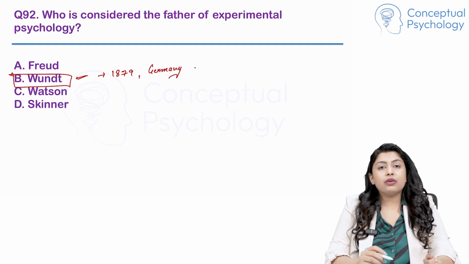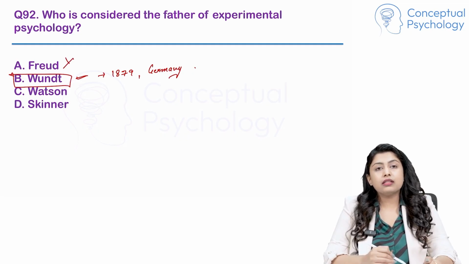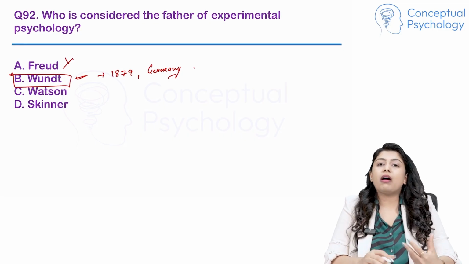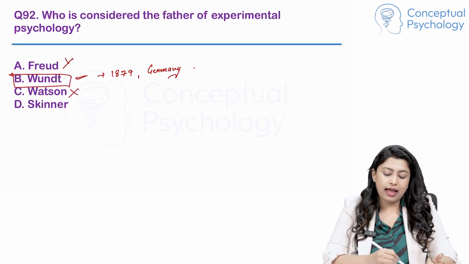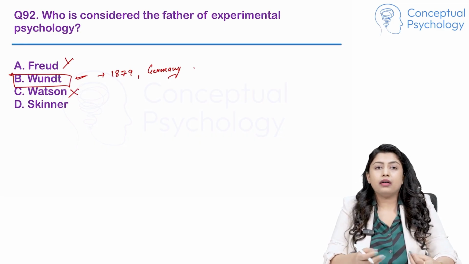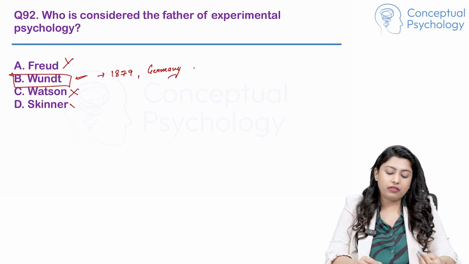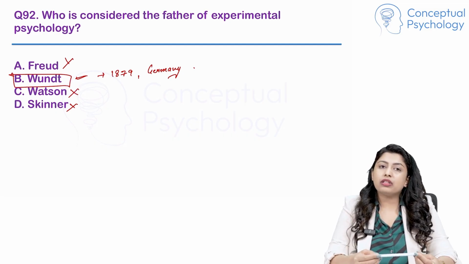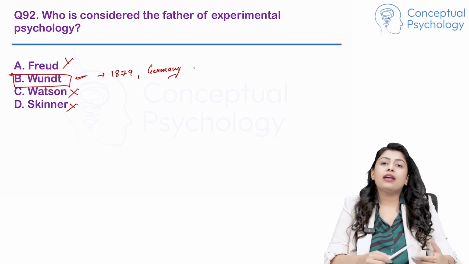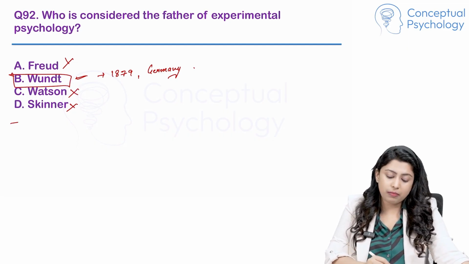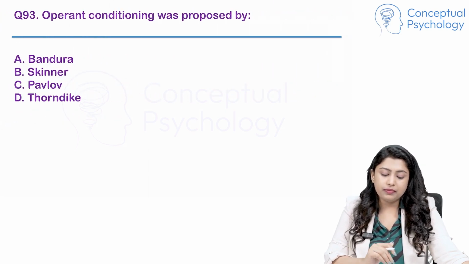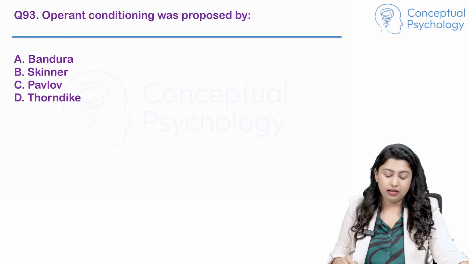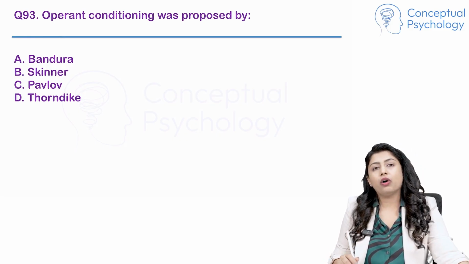Freud is known for psychoanalysis, not experimental methods. Watson is an important behaviorist but came after Wundt's establishment of the lab. Skinner is again an important behaviorist but came after Wundt. So Wundt's establishment of the first psychological laboratory marked the beginning of psychology as an experimental science which was separate from philosophy. Now, operant conditioning was proposed by Bandura, Skinner, Pavlov, or Thorndike.